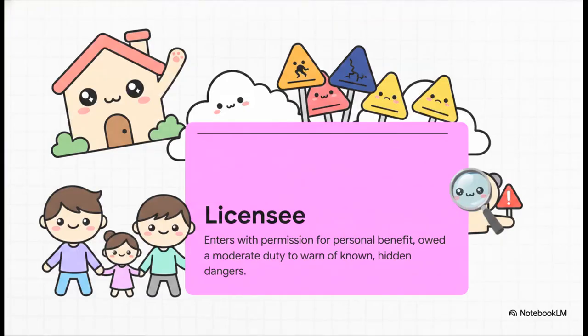Next up, the licensee. Now, this one always trips people up. So the crucial point is that your friends and family, your invited social guests, are actually just classified as licensees under the law. They are there for their own personal benefit, not to make you money. For a licensee, the landowner has absolutely no affirmative duty to go hunting around for unknown defects. The duty is just to warn them of known hidden dangers that the guest probably wouldn't notice on their own.